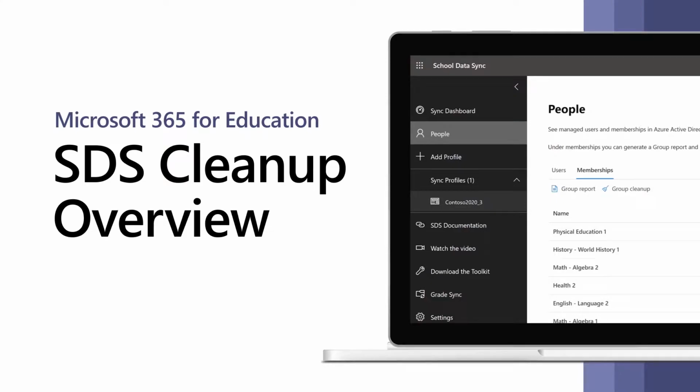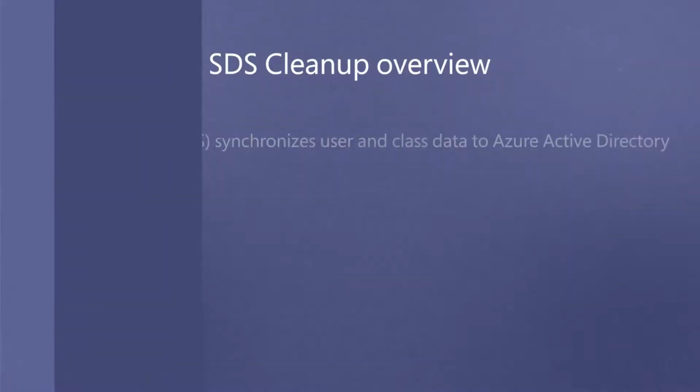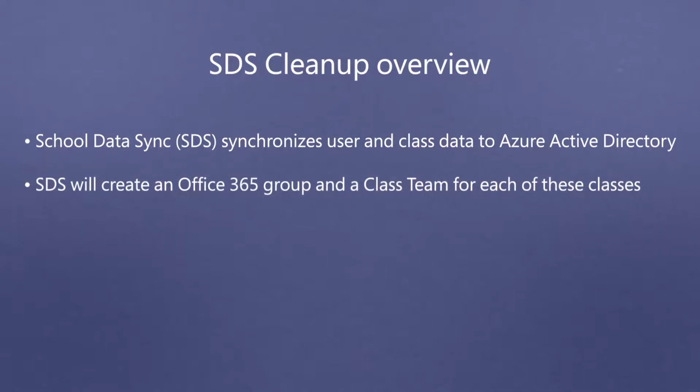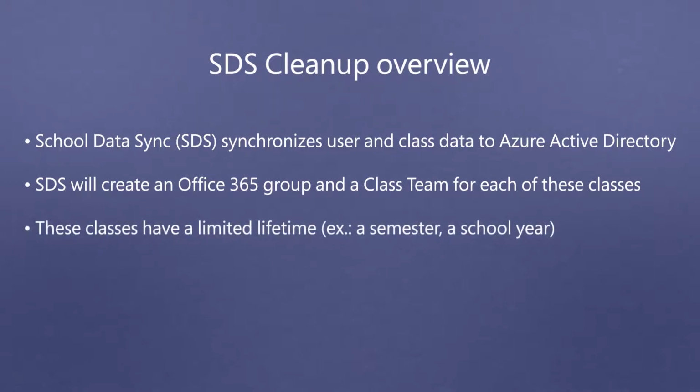In this video, we will explain the process to ensure classes are expired properly and that they are archived when no longer active or no longer needed to be synced by SDS. School Data Sync, also known as SDS, synchronizes user and class data to Azure Active Directory. For each of these classes synced, SDS will create an Office 365 group and a class team.